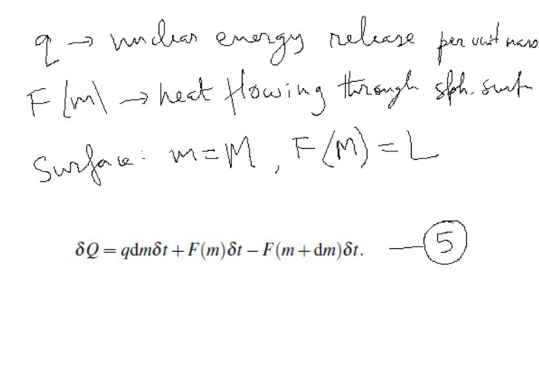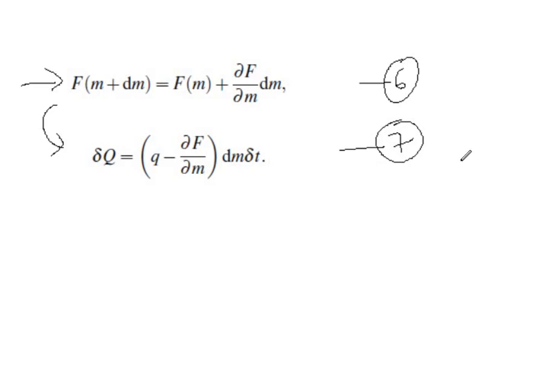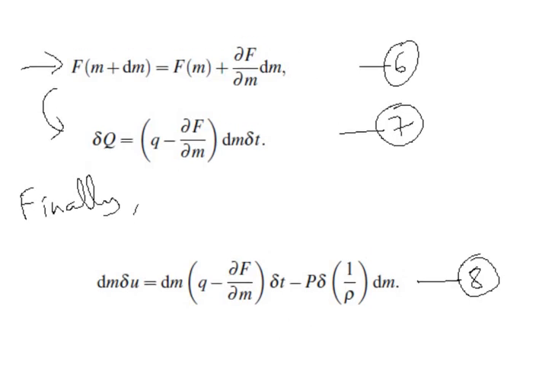Now, from the definition of derivative, we have this, and as a result we can write delta Q in this form. This is equation 6, this is equation 7. So finally we will have this combined relation, which is equation 8. I am just playing with the first law of thermodynamics in the star and trying to see what effect there is. Now let me divide this by delta t.